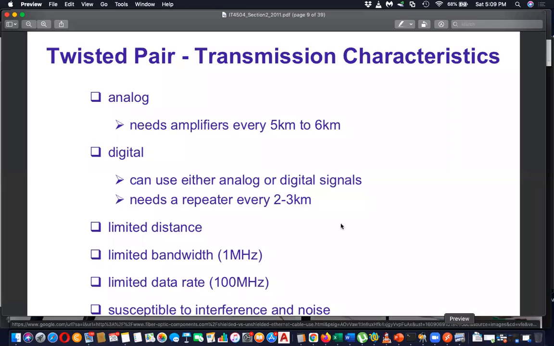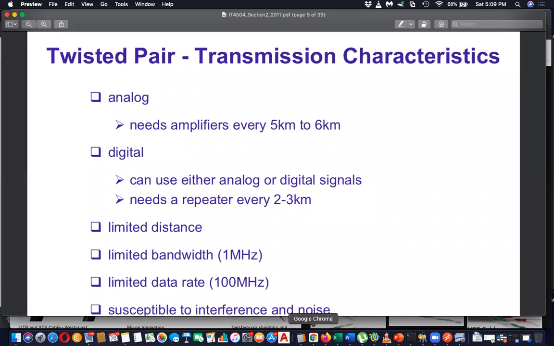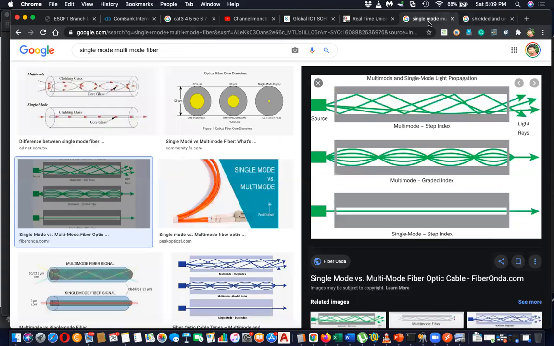Okay, then so this is about this twisted pair, and better write this too, right? Better copy this too. Yeah, we have discussed just this one.